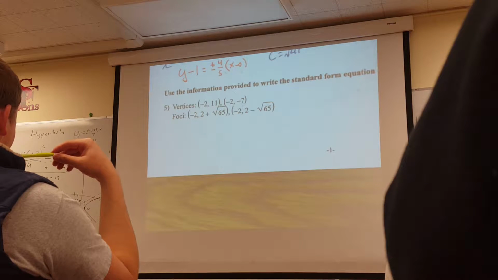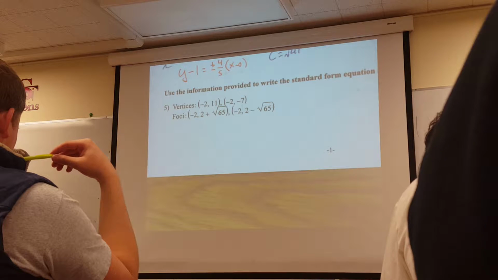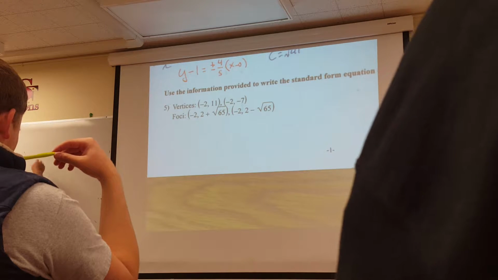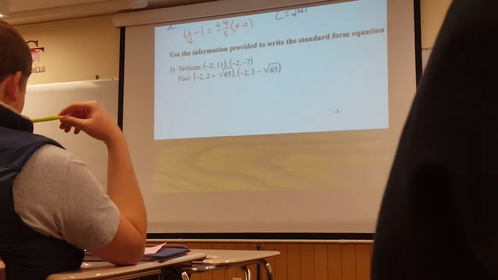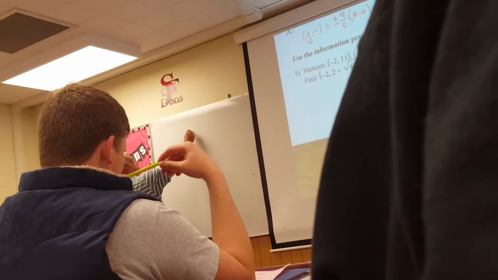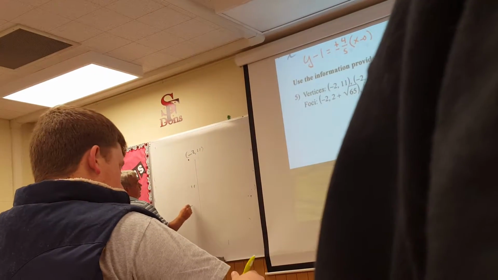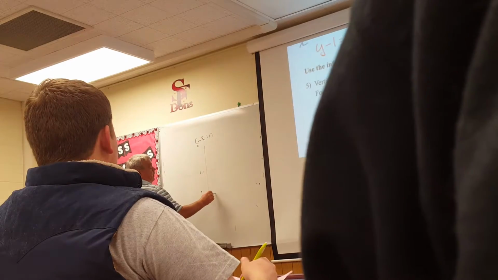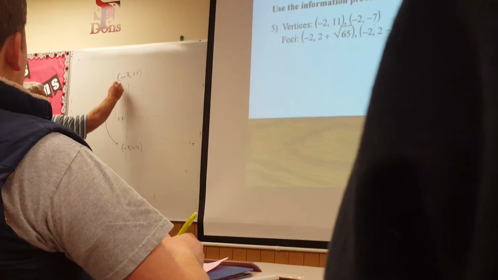I need to know the center of this, okay? So I'm going to have to probably write some points down here. I'm on this graph here, and I'm at -2 and up here at 11. And I'm at -2 down here at -7, okay? So the ellipse is going to be like this.